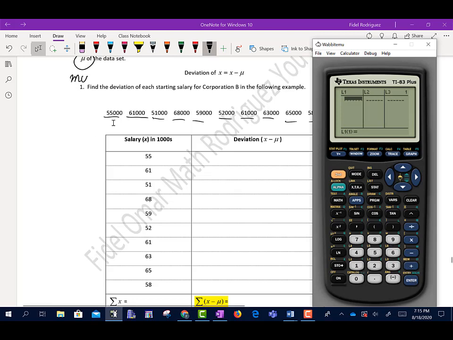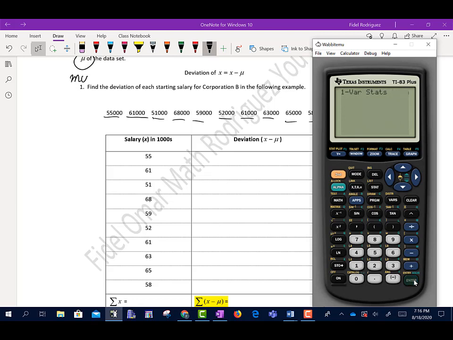So instead of me having to enter 55,000 and 61,000, if you notice, we just have the salaries here in thousands. So let's go 55 and 61 and 51, 68, 59, 52, 61, 63, 65, and 58. Okay, there's 10 people there. There we go. Okay. And now I'm going to go back to Stat, and I'm going to calculate my one variable statistics, okay?